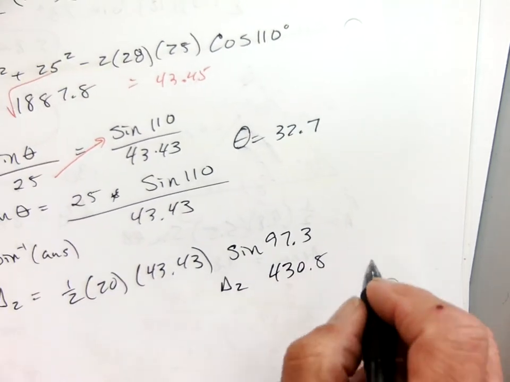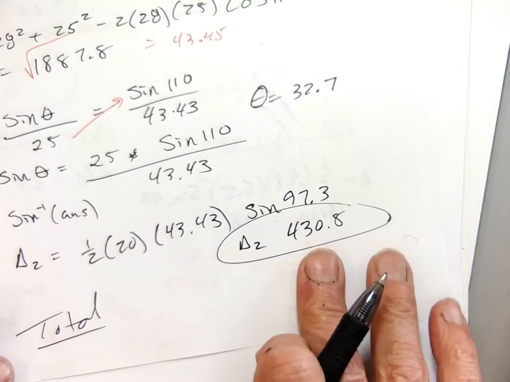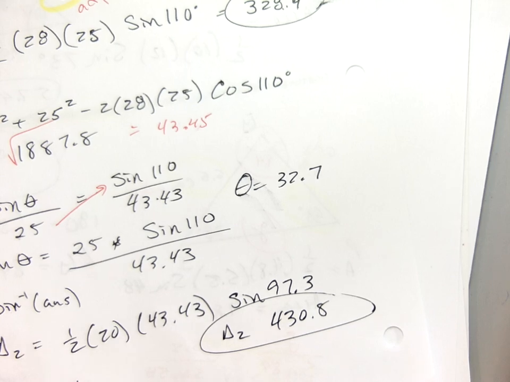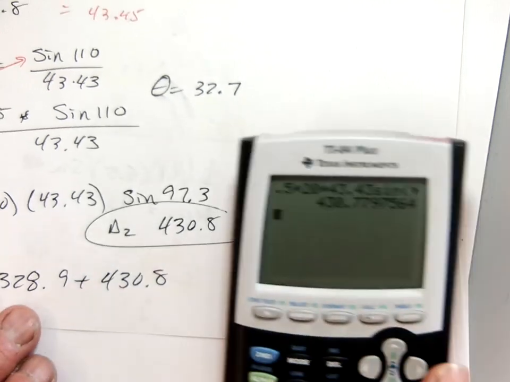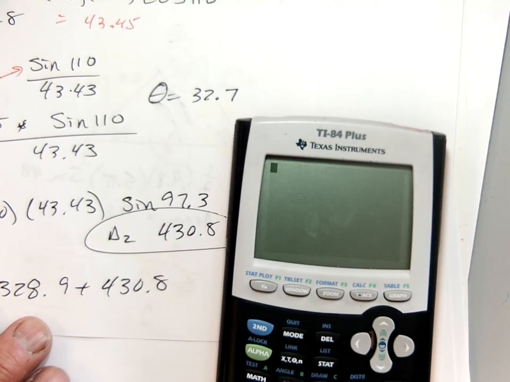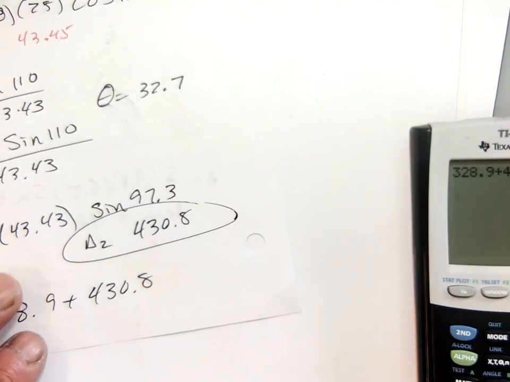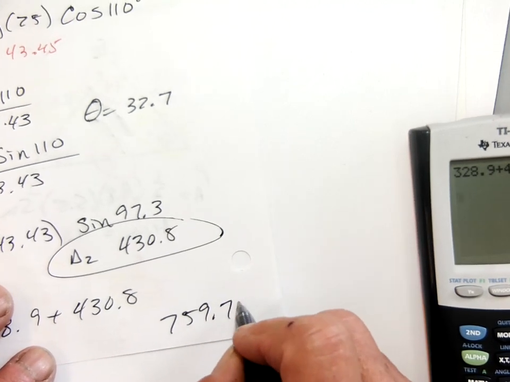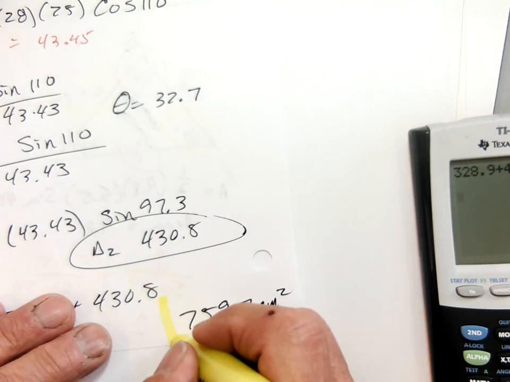Now the total, circle that. Okay, total area. Let's take this and this. So triangle 1, which is 328.9, plus triangle 2, 430.8. Add those together, 328.9 plus 430.8, and I get a grand answer of 759.7, I guess, centimeters squared. All right, highlight that, circle it. Okay, that's what I have.